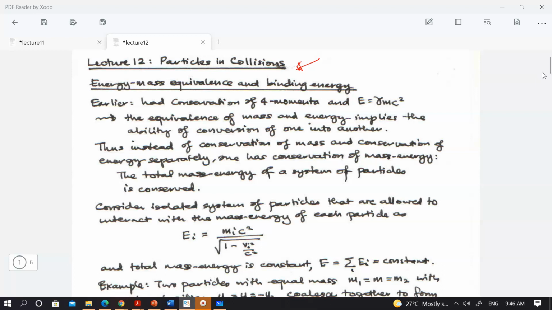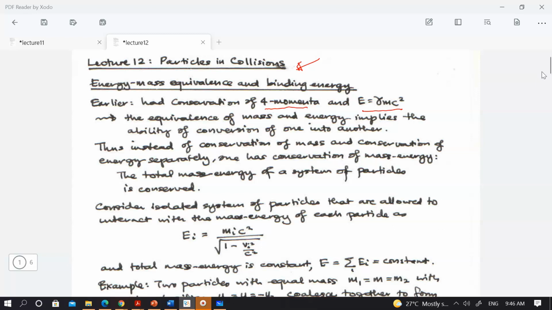One of the things that we have learned is the conservation of four momenta. That involves conservation of the three momenta as well as the fourth component, which is essentially your energy, given by E equals gamma m c squared.